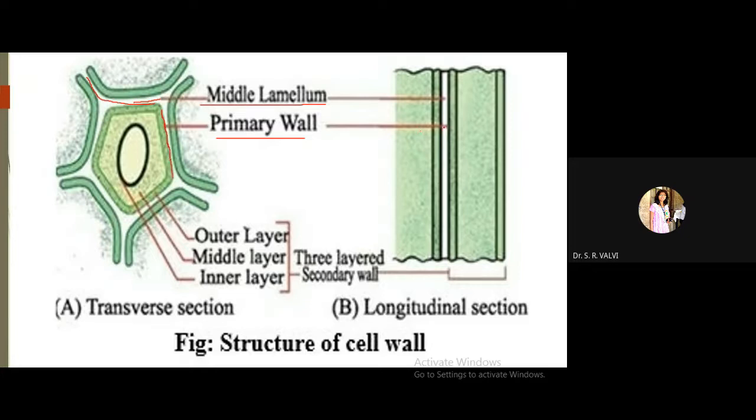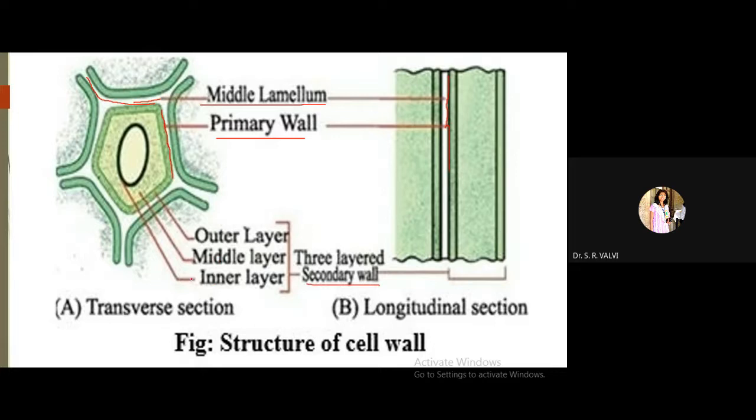Or if not, you come to a longitudinal section. Here this is the primary wall, and this white portion, whatever you are observing, is the middle lamella. Then after the primary wall comes the secondary wall, right? The secondary wall is present, and the secondary wall again has three layers.